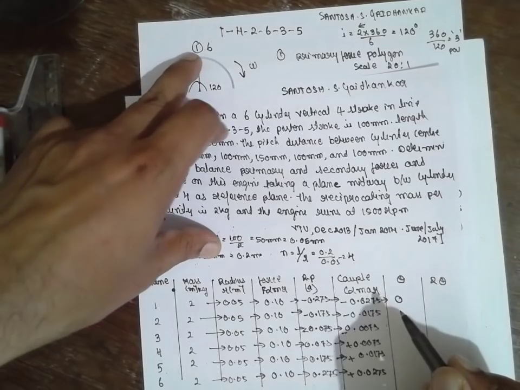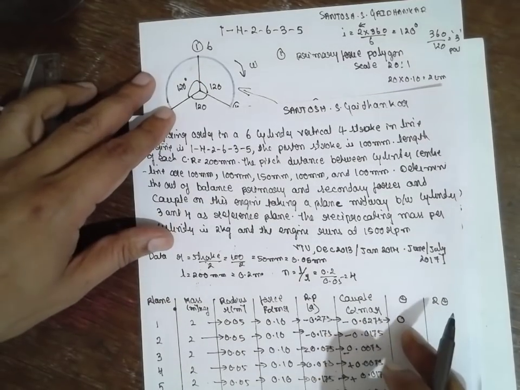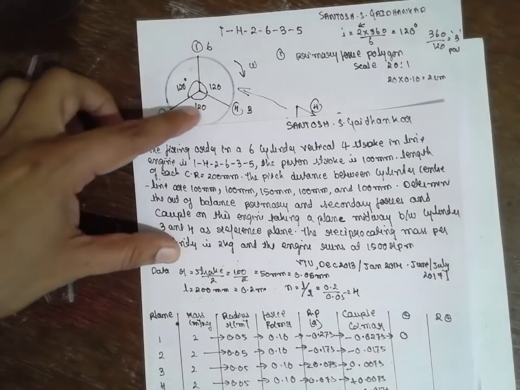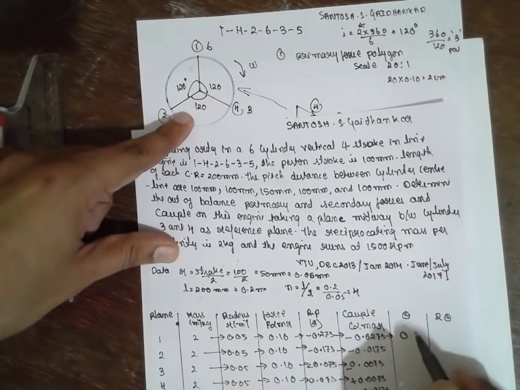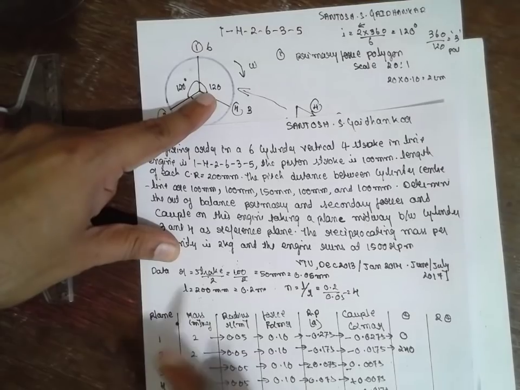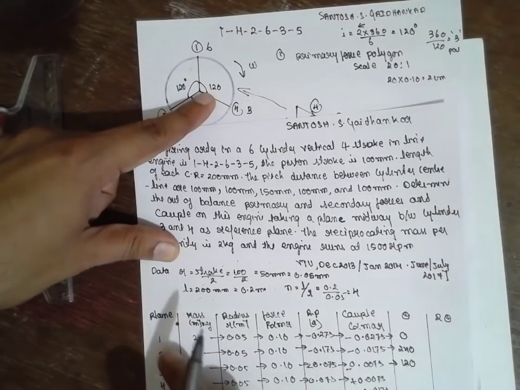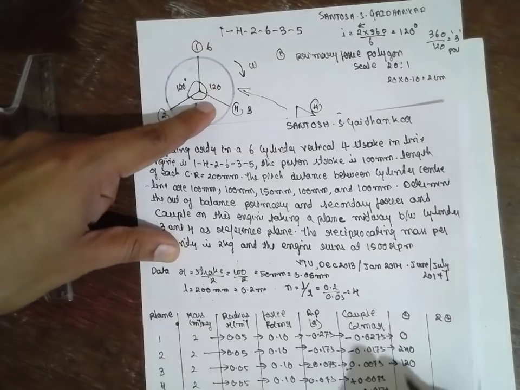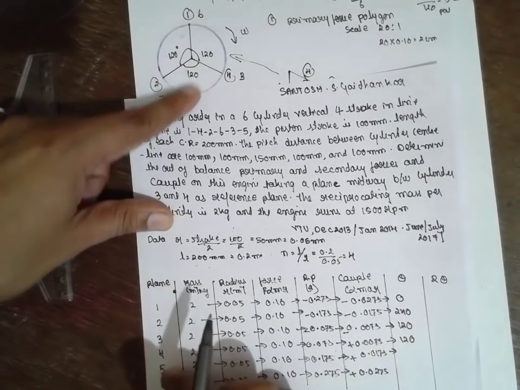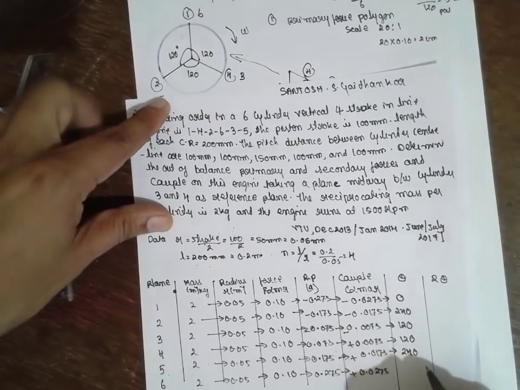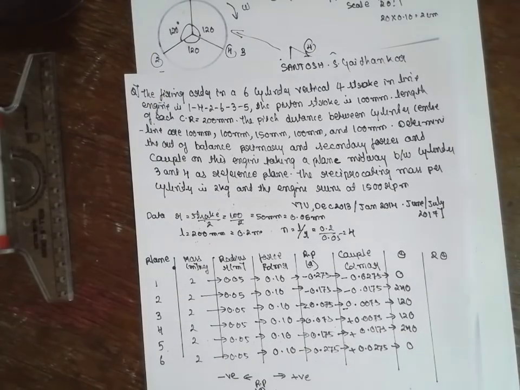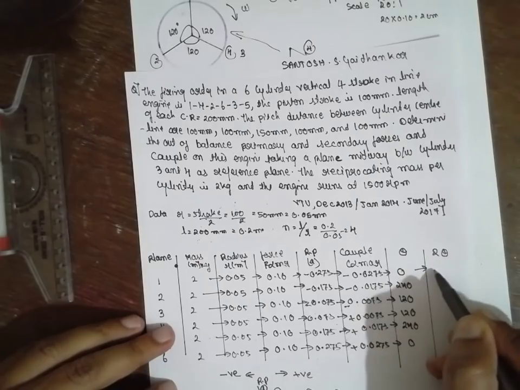For 1, I have taken the reference as 0, because everything starts from here. From 1 to 2, what is the value? 120 plus 120 plus 120, it is nothing but 240. From 1 to 3, 120. Next, from 1 to 4, again 120. Next, from 1 to 5, 240. From 1 to 6, again 0. 360 is nothing but 0.